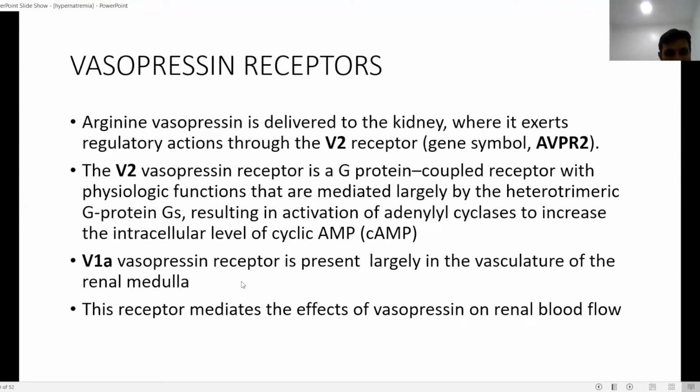And the V1 receptor is primarily present in blood vessels, and it will mediate the effects of vasopressin on the renal blood flow.